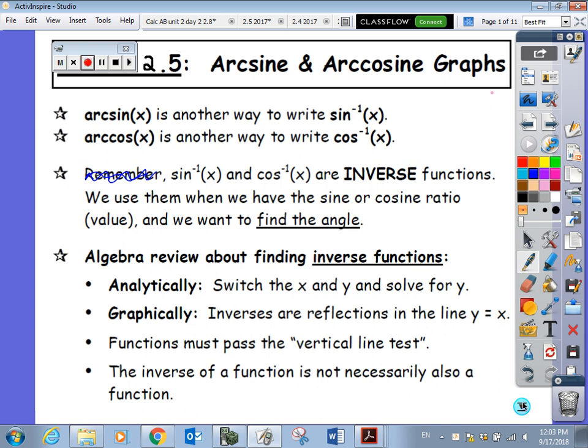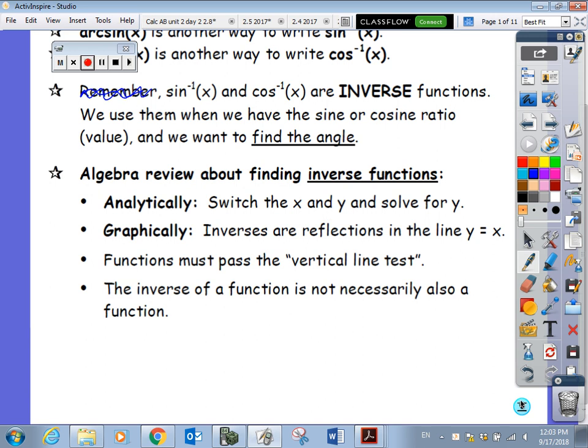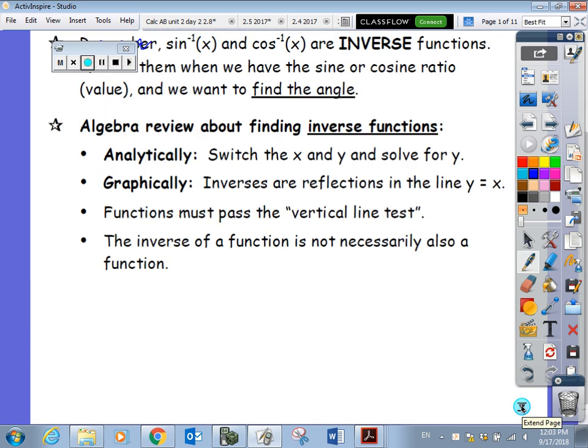So just some things that you know about inverses from Algebra 1 and, for sure, Algebra 2. Analytically and graphically are two ways that you can find the inverse. Analytically, you switch the x's and y's and solve for y. So if I were to say y equals 3x plus 2, find the inverse, we would say x equals 3y plus 2, and then you solve for y. That's how you did that. Or the same thing with parabolas, square root functions, irrational functions, all of those different things. We can't do that yet with sine and cosine. We don't know enough information about that yet.